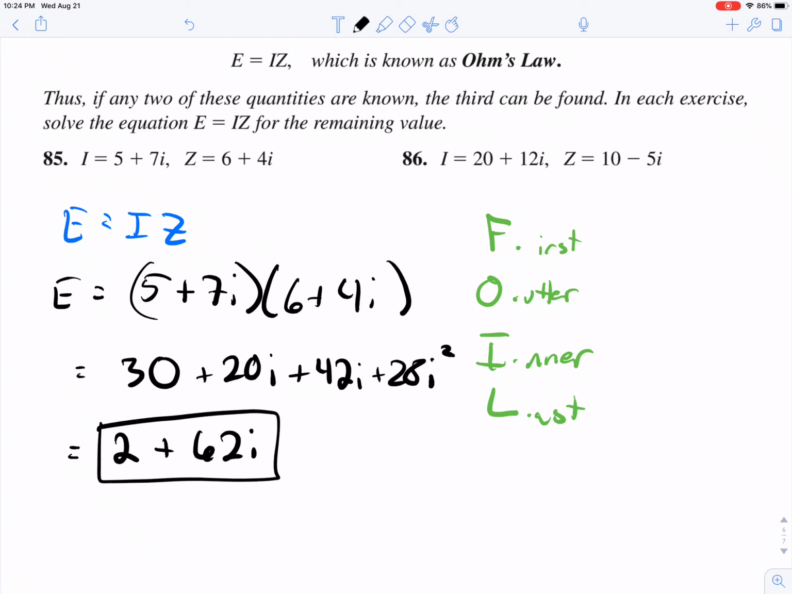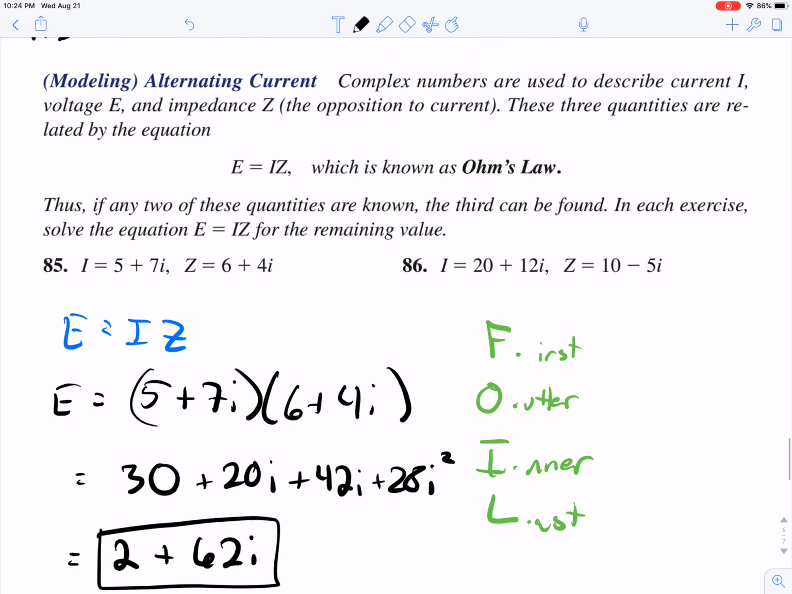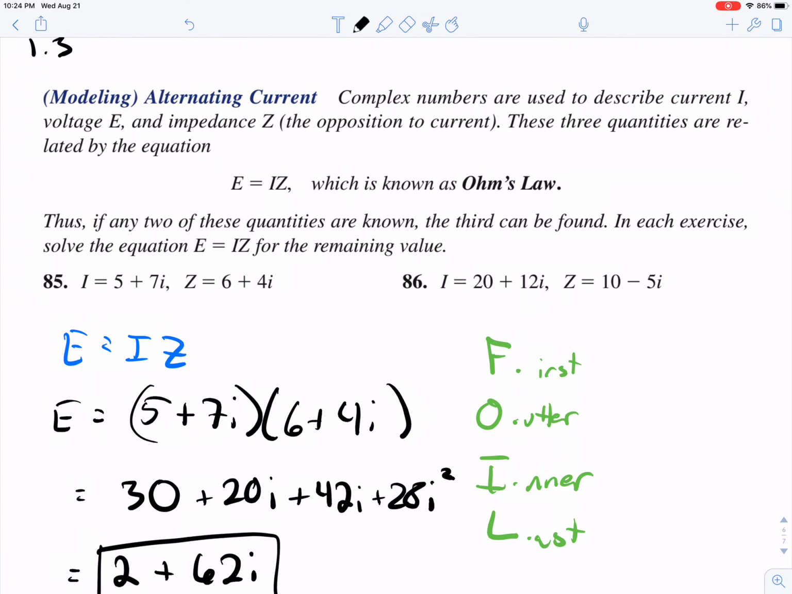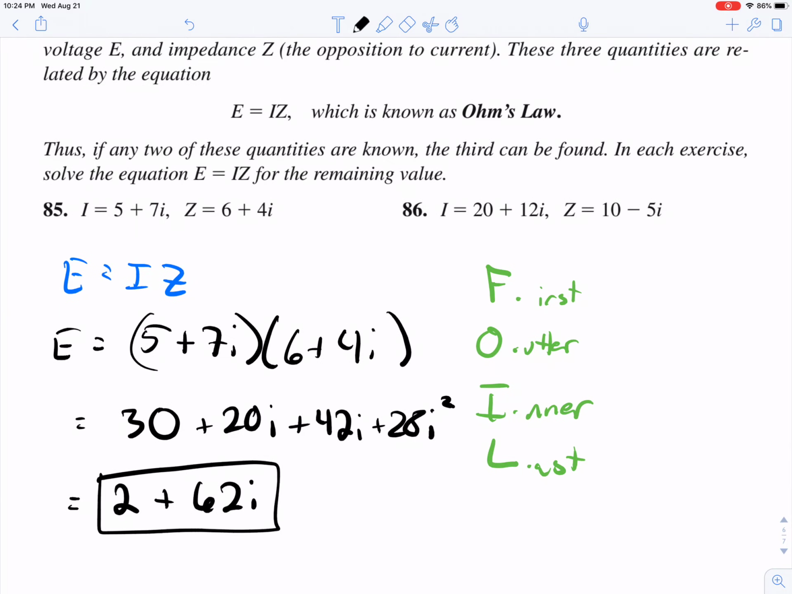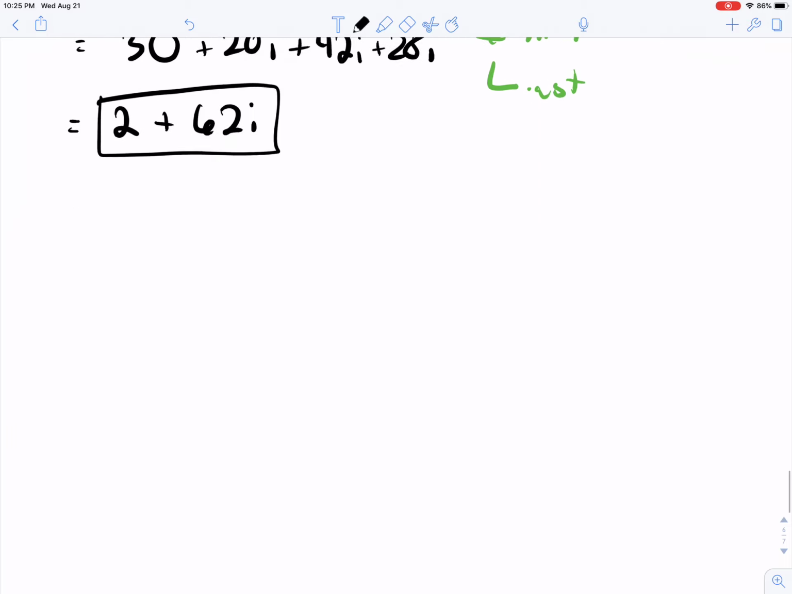So my claim is that, what are the units here? Are these ohms? Anyway, the claim is that E is going to be 2 plus 62i. Again, if this is wrong, I'll offer extra credit for the corrections. I'm not going to check it right now. The only way I really see to check this is just by being meticulous. But at home, you can look at the answers for these. The answers for the odd questions are in the back of the book.